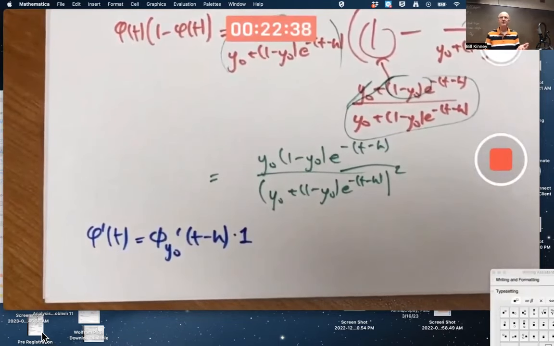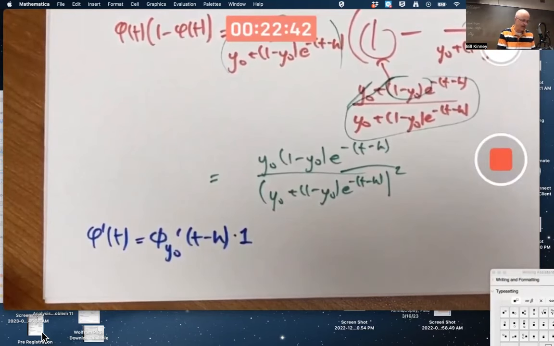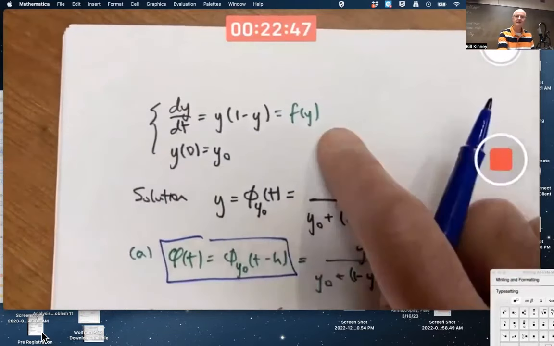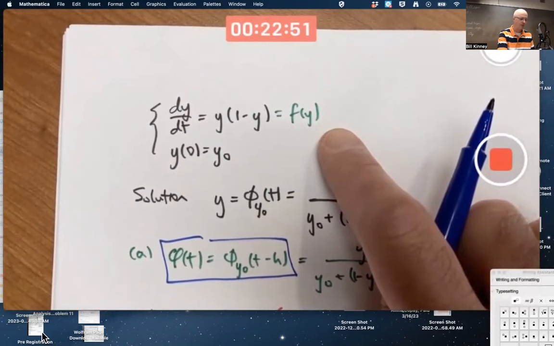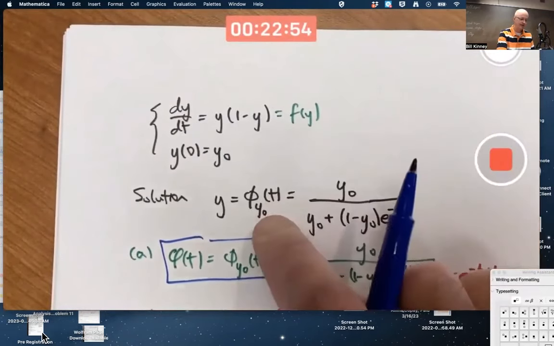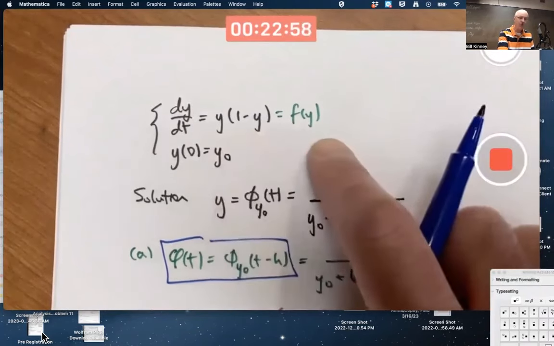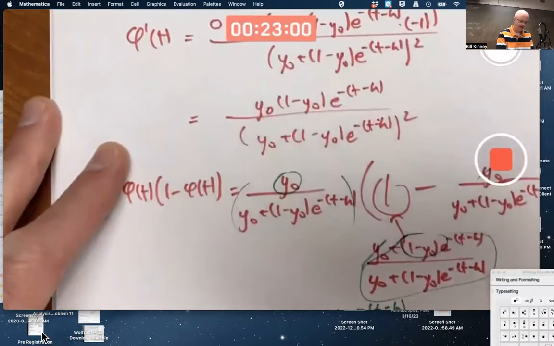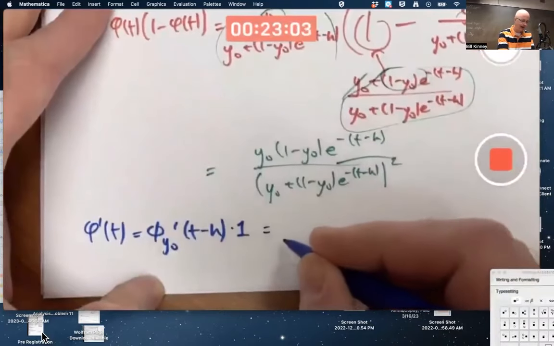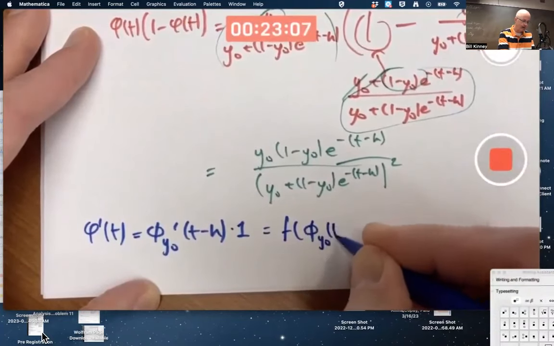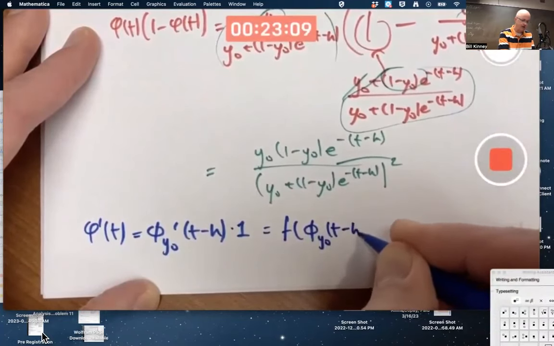If I don't use the formula for phi sub y naught, how can I possibly do anything with this? I know phi of t satisfies this differential equation. That derivative that I just wrote down will equal what I get when I plug this thing into the right-hand side in place of y. But you don't have to plug it into here. You can just plug it into f. This equals f of phi sub y naught of t minus h.